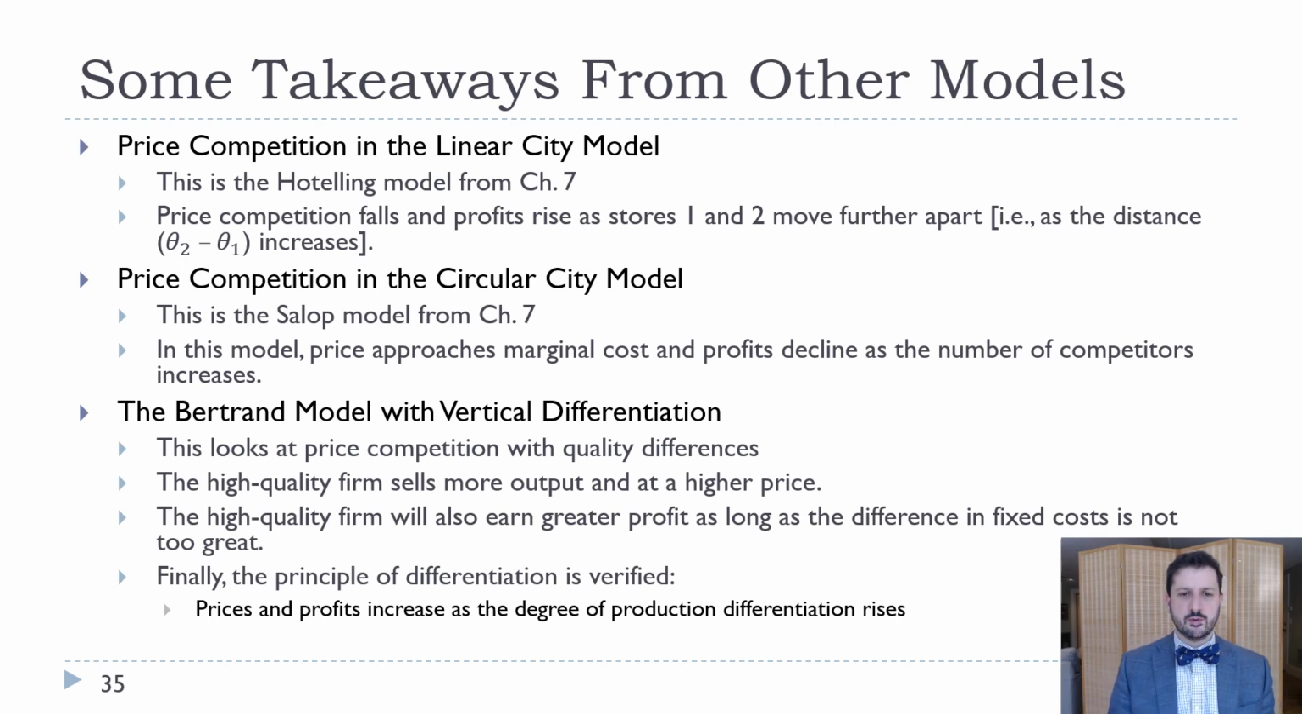And then they look at a Bertrand model with vertical differentiation. And remember that vertical differentiation we can generally think about as quality differences. So they look at a high quality firm and a low quality firm. What they find in this model is that the high quality firm sells more output at a higher price, and generally will earn a higher profit as long as the fixed cost is not too great. Remember, one reason that the firm might be higher quality is because they have a better production process, or maybe it's about advertising, and so they have to spend a lot on their brand. If that costs a lot, then obviously their profits will be lower. But in this model, usually their profits are higher for the higher quality firm. And again, the principle of differentiation: prices and profits increase as the degree of product differentiation rises.